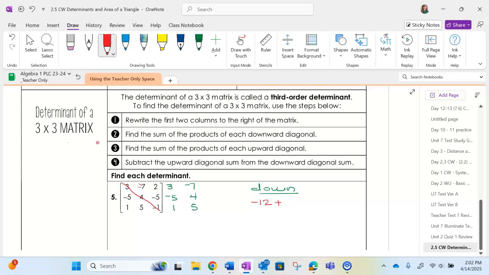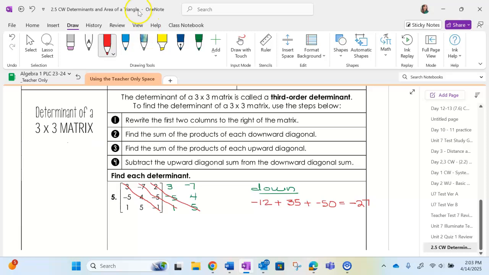And we're going to do the next diagonal. -7 times -5 is 35. Times 1 is 35. Then we're going to add. Last one. 2 times -5 times 5. So -10 is -50. Now I'm going to add them all up. Let me get my calculator out. -12 plus 35 plus -50 is -27.